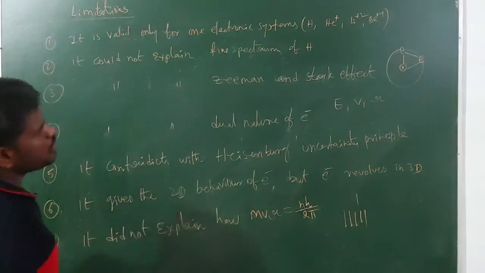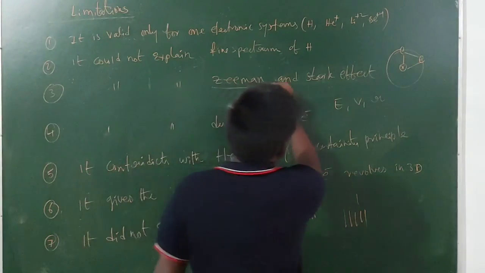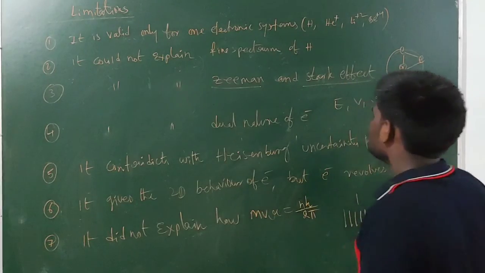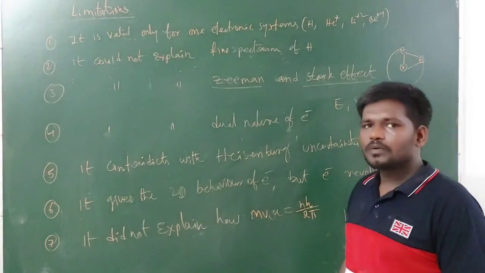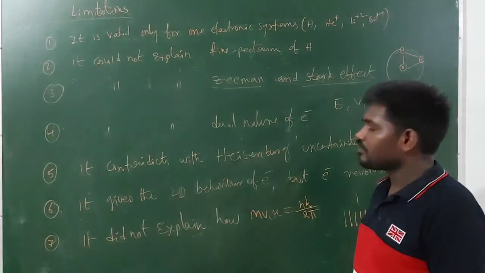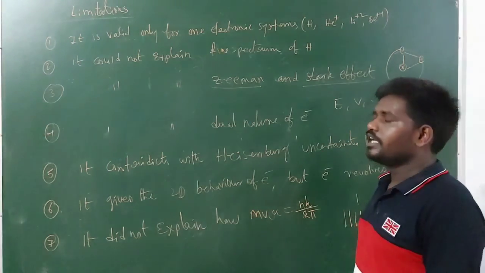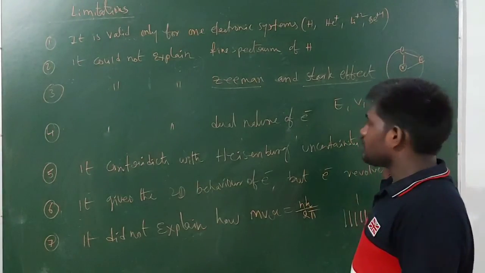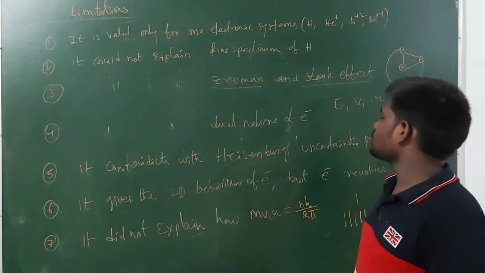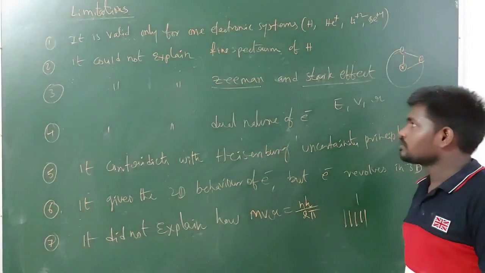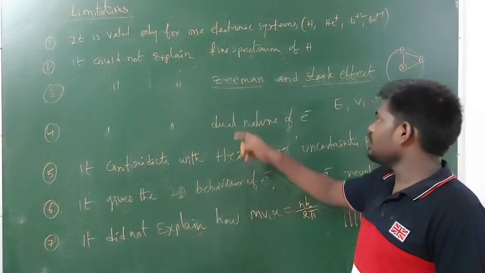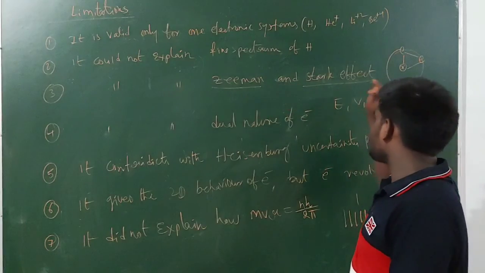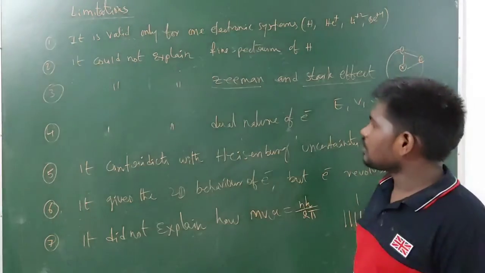And next, it could not explain the Zeeman effect, and the next one, Stark effect. Zeeman effect means the splitting of spectral lines into a group of lines in the presence of a magnetic field. If the same thing happens in an electric field, it is known as Stark effect. The splitting of spectral lines into groups of lines in the presence of a magnetic field is the Zeeman effect. In the presence of an electric field, it is the Stark effect.